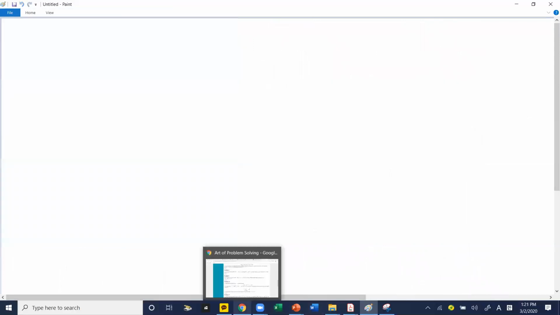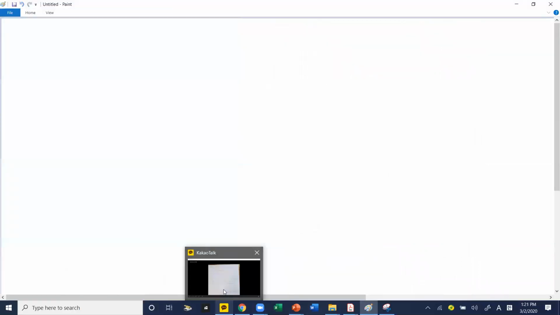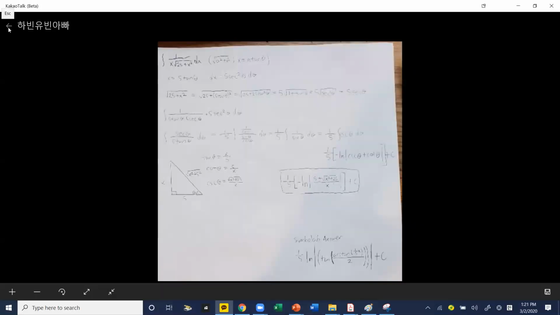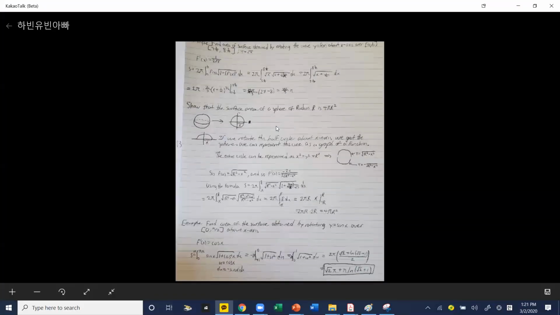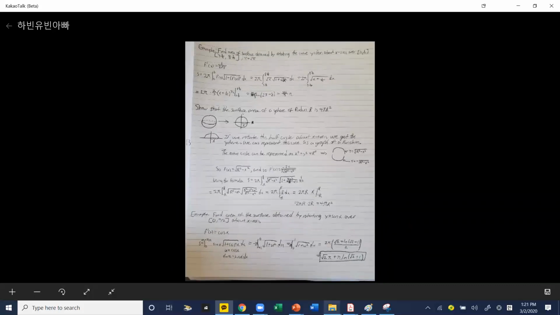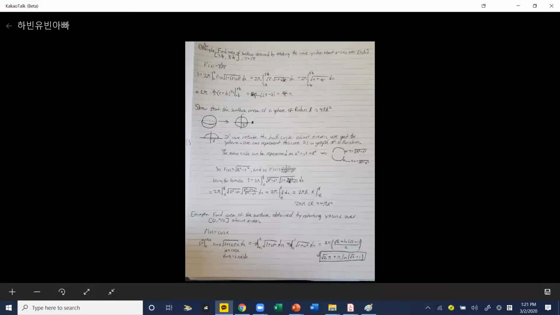Any other question? There's one more left. One more. You're talking about, right? Yeah. Just a single question? Yeah, it starts from show that the surface area of a sphere of radius r is 4 pi r squared. Okay, let me first copy.